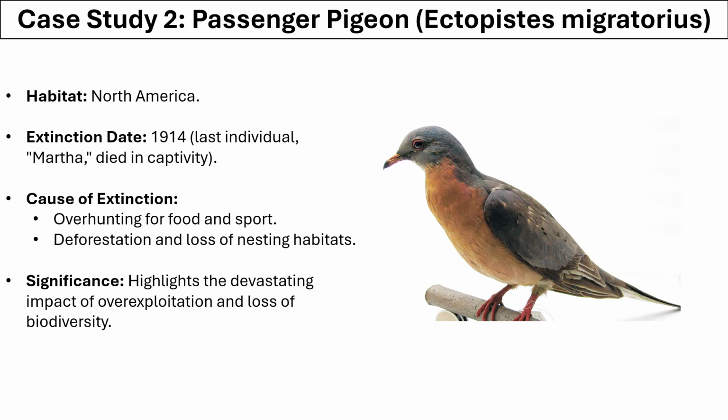The passenger pigeon, which was native to North America, went extinct in 1914. The last individual, Martha, died in captivity. The important causes related to the extinction of the passenger pigeon are overhunting for food and sport, and deforestation and loss of nesting habitat. The significance of the passenger pigeon lies in highlighting the devastating impact of overexploitation and loss of biodiversity.